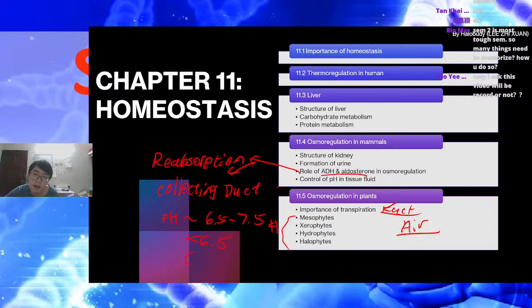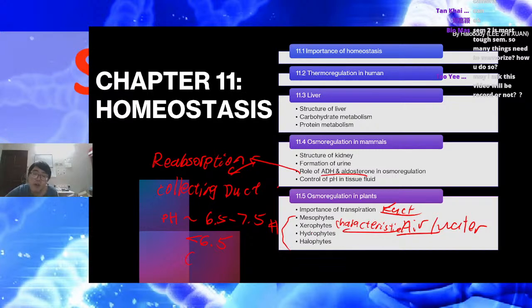Kenapa xerophyte? Kenapa cactus boleh survive dekat desert? Tak ada air kan? Cactus tak ada air, atau ada apa-apa tumbuhan yang boleh survive dekat desert? Kerana dia tak ada air, no water at all. Sana memang tak ada water, tapi dia boleh survive. Apa karakteristiknya? Apa adaptationnya? You have to know the characteristic of the plant.